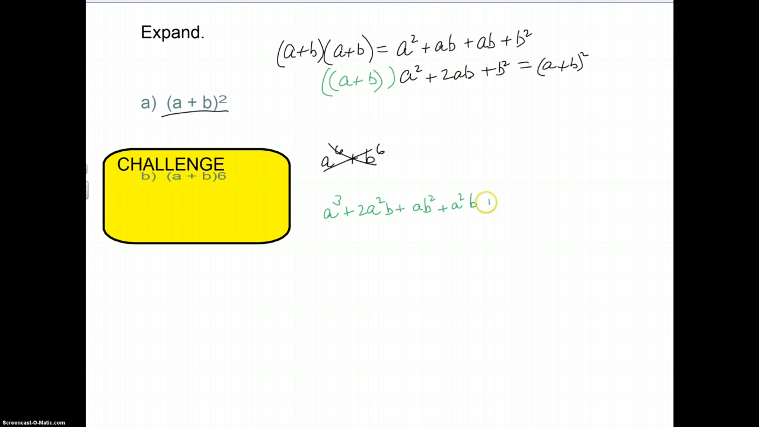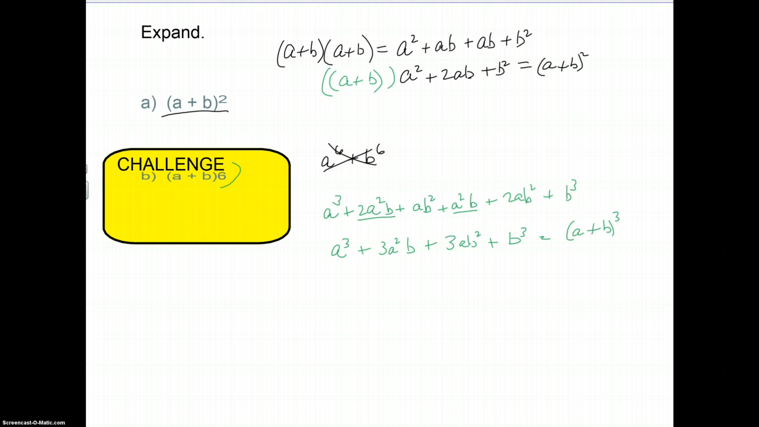Plus b times 2ab is 2ab squared. B times b squared is plus b cubed. Now I can combine like terms. I'm going to get a cubed. I've got a squared b and a squared b, so that's plus 3a squared b plus 3ab squared plus b cubed. And that's equal to a plus b to the 3rd power.